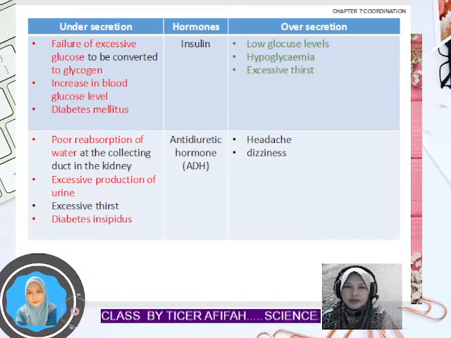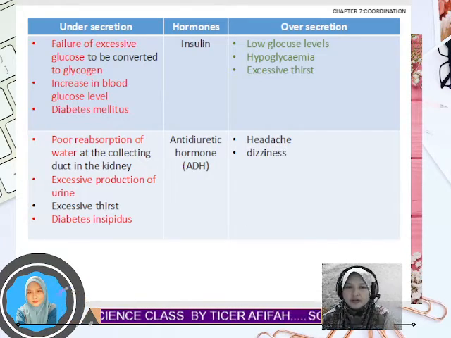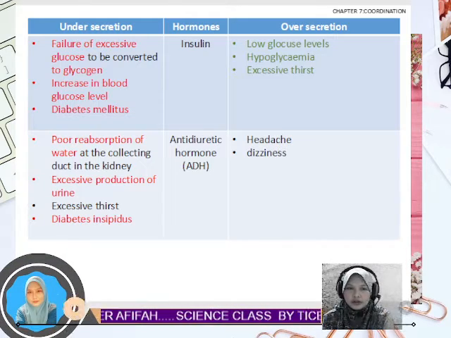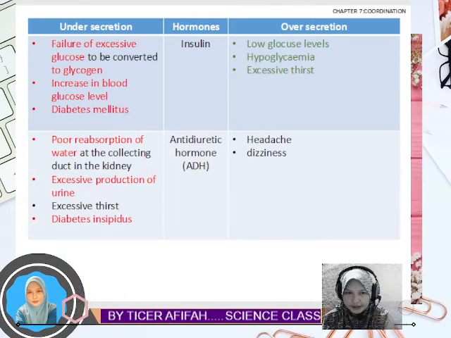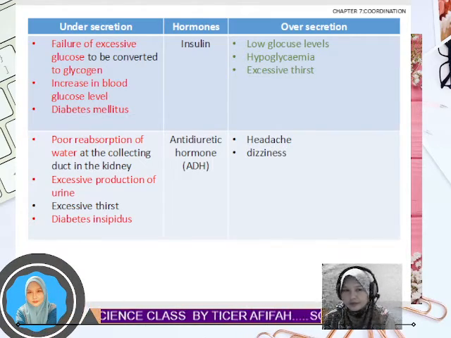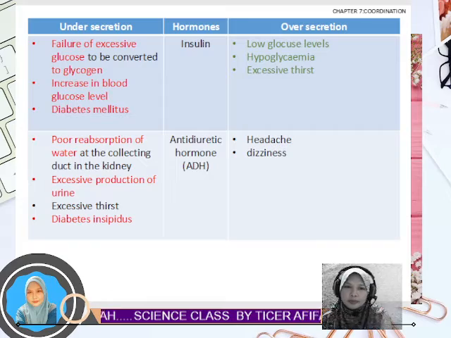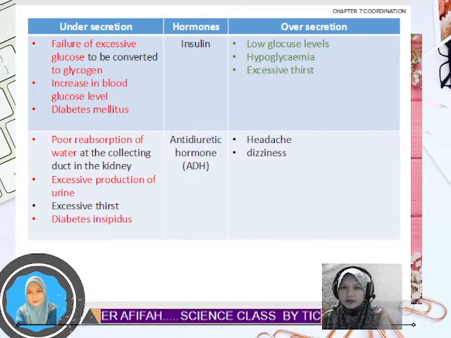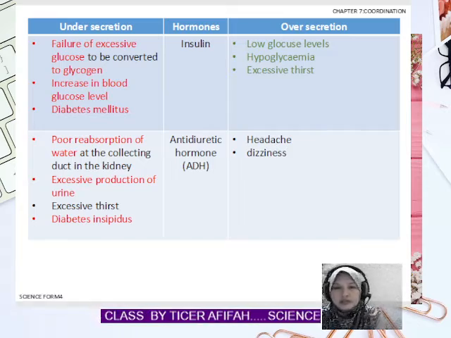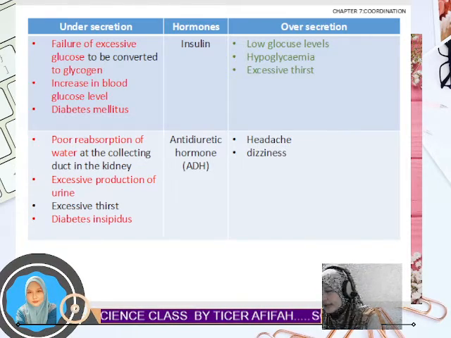Under secretion of ADH, antidiuretic hormone, will lead to poor reabsorption of water at the collecting duct in the kidney, excessive production of urine, excessive thirst, and will lead to diabetes insipidus. While oversecretion of ADH will lead to headache and dizziness.